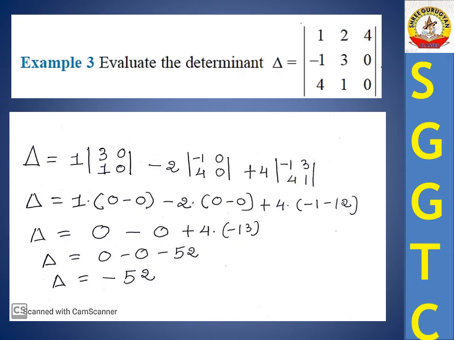Example 3: evaluate the given determinant delta with rows 1, 2, 4; minus 1, 3, 0; 4, 1, 0. Students, here I focus only on the first row elements 1, 2 and 4. Apply 1 with the minor value of 3, 0, 1, 0, minus 2 with the minor minus 1, 0, 4, 0, and last 4 with the minor minus 1, 3, 4, 1. After that, calculating principal diagonal minus secondary diagonal, you get the answer minus 52. This question is only for 1 mark.